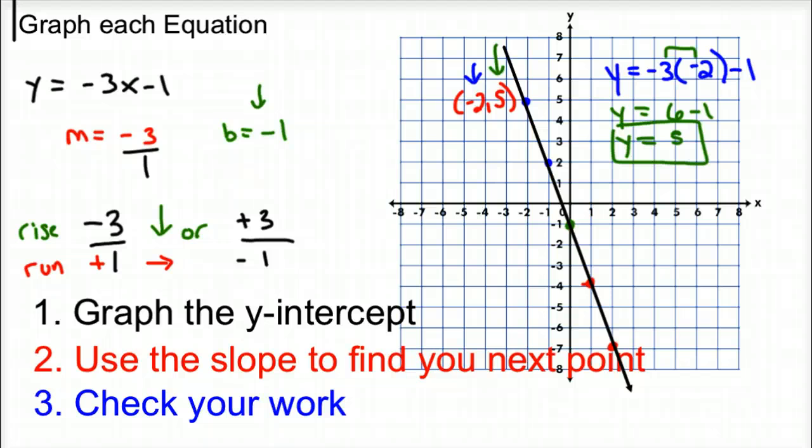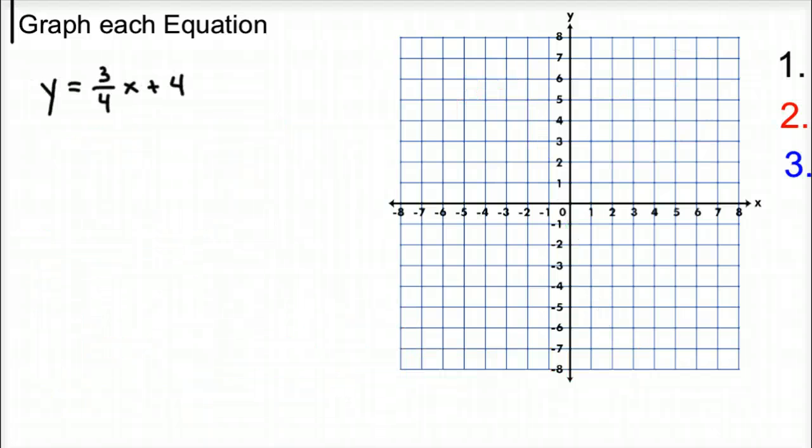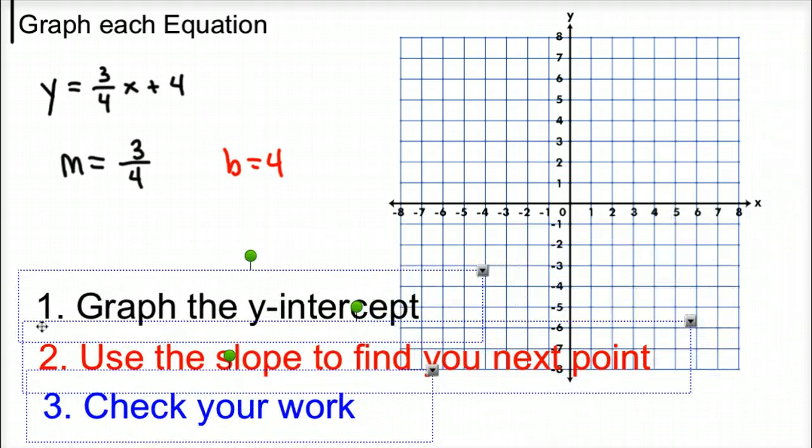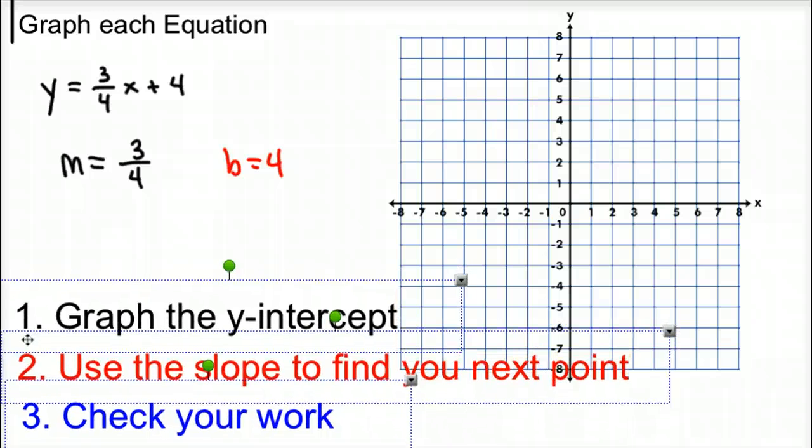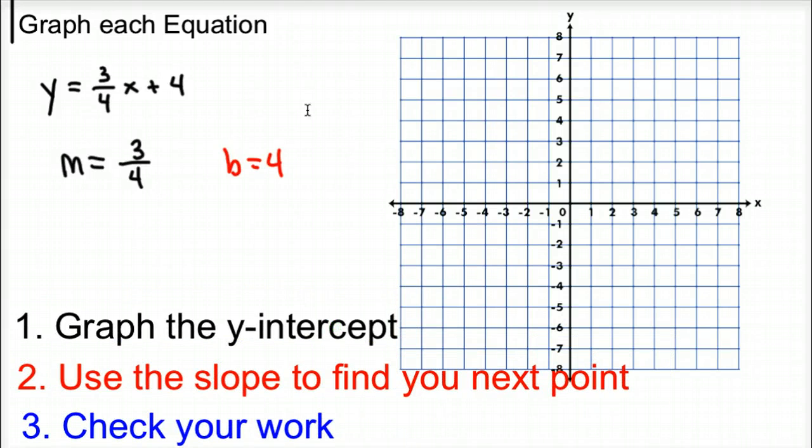Next example. y equals 3/4 x plus 4. Now we have a slope as a fraction. In this case, it wasn't a whole number or an integer as before, so we don't have to create a fraction because it's already done for us. We have 3/4. We don't have to put it over 1. And my b here is 4. So again, following my 3 steps: graph our y-intercept, use the slope to find your next point, and then check your work. We're going to graph a y-intercept here of 4. So let's go up to 4.